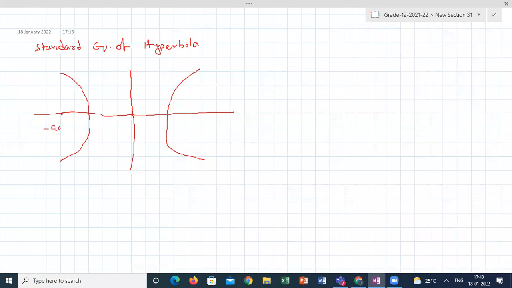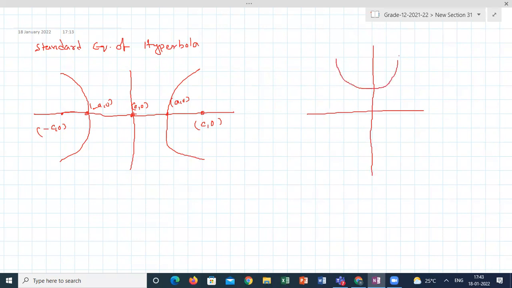This is minus c comma 0, minus a comma 0, 0 comma 0, a comma 0, c comma 0. If the transverse axis is the y-axis, my hyperbola looks like this. For convenience, here also I am taking this as 0 comma minus c, 0 comma minus a, 0 comma a, 0 comma c.